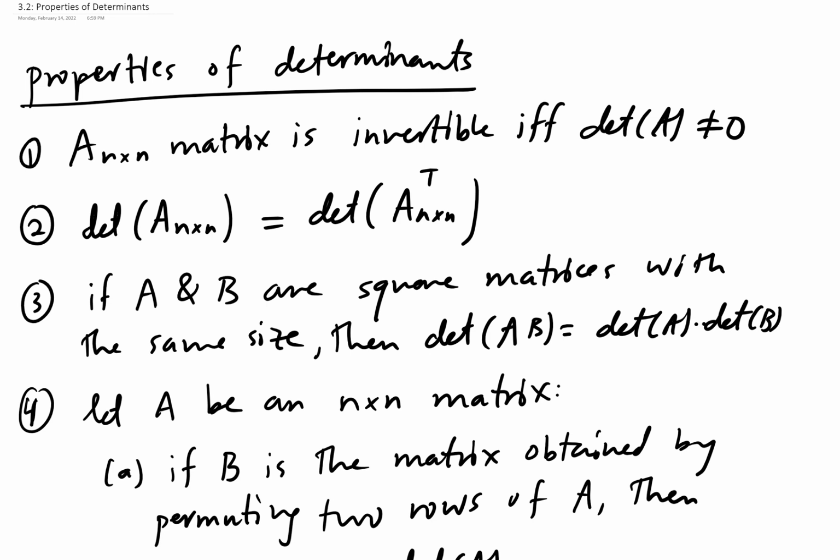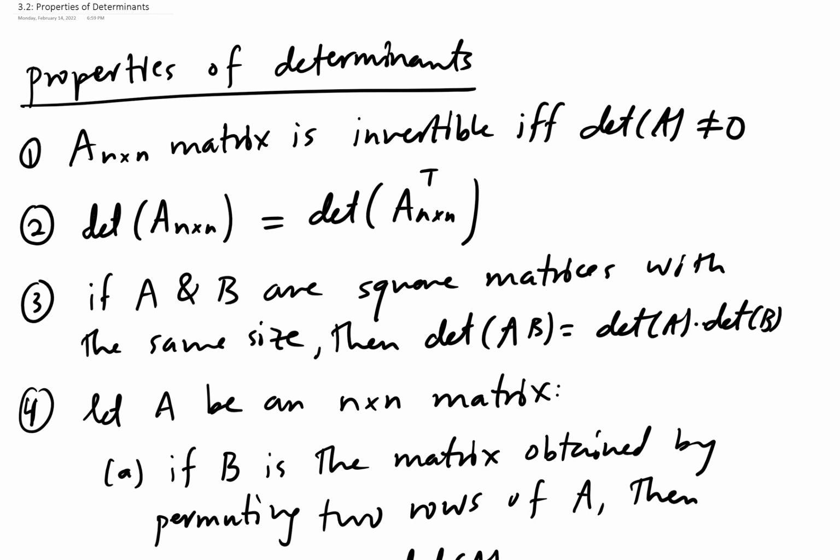Section 3.2, Properties of Determinants. We already started with those properties in the previous section. I restated them here on the screen. As you can see, a square matrix is invertible if and only if its determinant is not zero. The determinant of any square matrix is the same as the determinant of its transpose. Transpose means when we switch rows and columns.